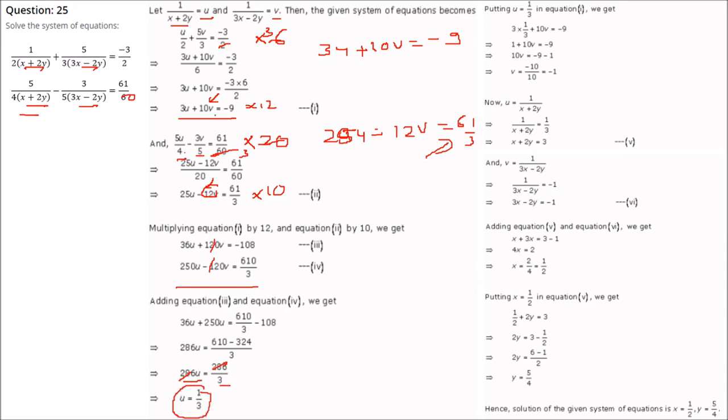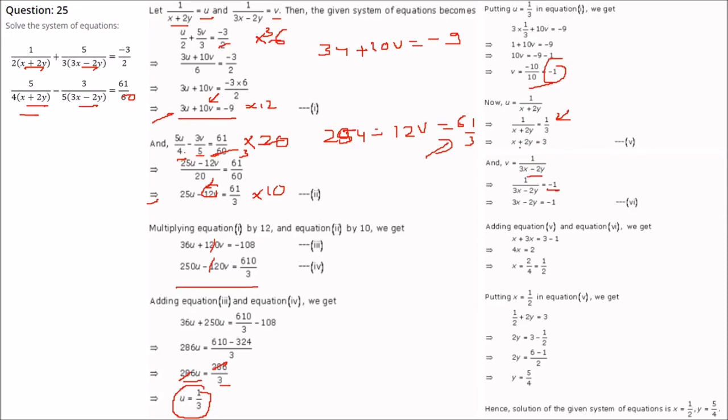Now put u equal to 1 by 3 in any of these two equations, this one or this one. You get v equal to minus 1. But what you have done is, you have assumed 1 by x plus 2y equal to u. So 1 by x plus 2y was actually 1 by 3. This is u. And 1 by 3x minus 2y, what we got is minus 1, v. So it was equal to v. So it is equal to minus 1.